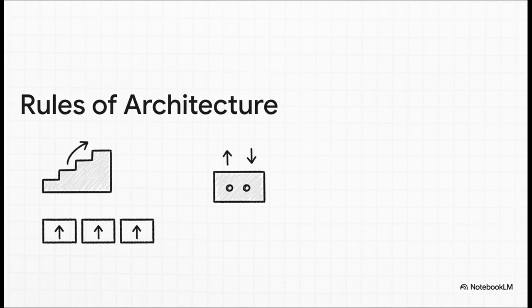Rule 2, the Pauli exclusion principle, the 2-per-room limit. No more than 2 electrons in any orbital, and they have to have opposite spins. And Rule 3, Hund's rule. Don't double up unless you have to. Spread out into empty orbitals first before pairing up.